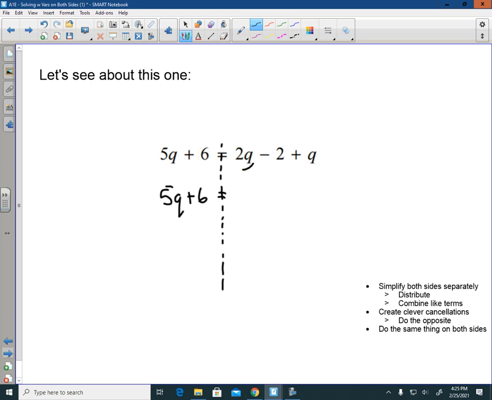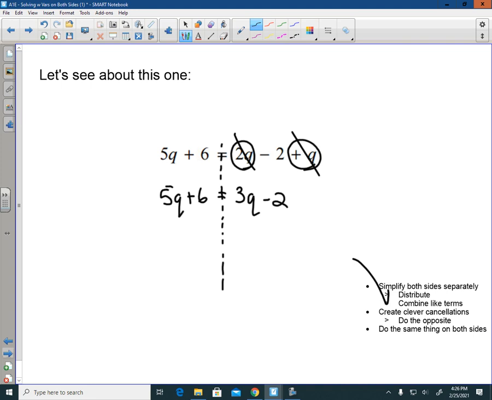On the right side, I see no distribution because there's no parentheses, but I do see 2q plus q. So 2 q's plus another q is 3 q's. And then I can't combine the -2 with anything. And now we have completed the simplification step. This time we did have to simplify because we could combine like terms, but we're not combining like terms over the equal sign. We can't put 5q and 2q or the q or the 3q together. That equal sign is a wall. We have to wait until we can create clever cancellations to start bringing those things together.